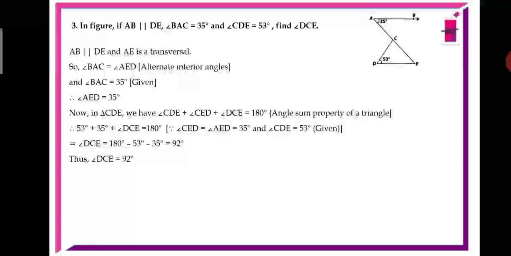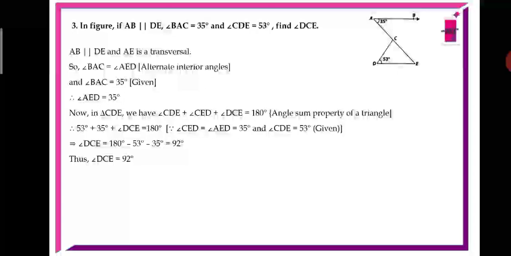In the figure, if AB is parallel to DE, and angle ABC equals 35 degrees and angle CDE equals 53 degrees, find angle DCE. So you should find out angle DCE. Here AB is parallel to DE and AE is a transversal.